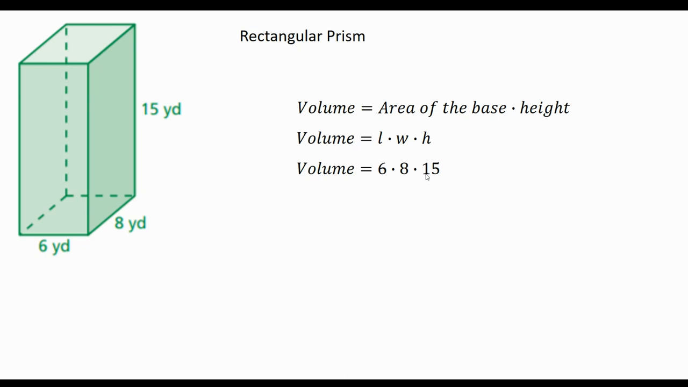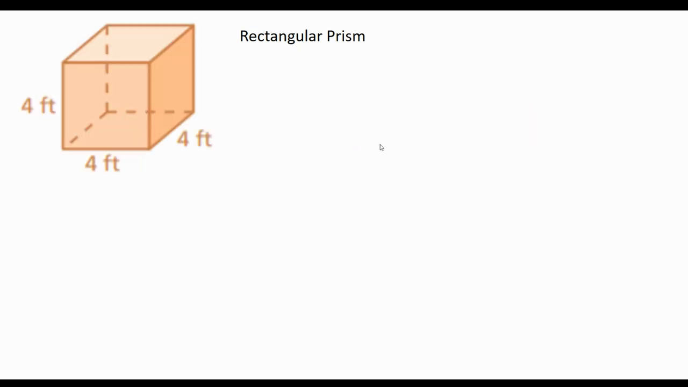If we multiply, the area of the base is 48, that's the 6 times 8 part, and multiplying it by 15, we get a volume of 720 square yards. What you can think about with this formula is, once you find the area of that bottom rectangle, think about stacking it on top of itself for 15 yards, and that's what you get for your volume. How much space that fills up? 720 square yards.